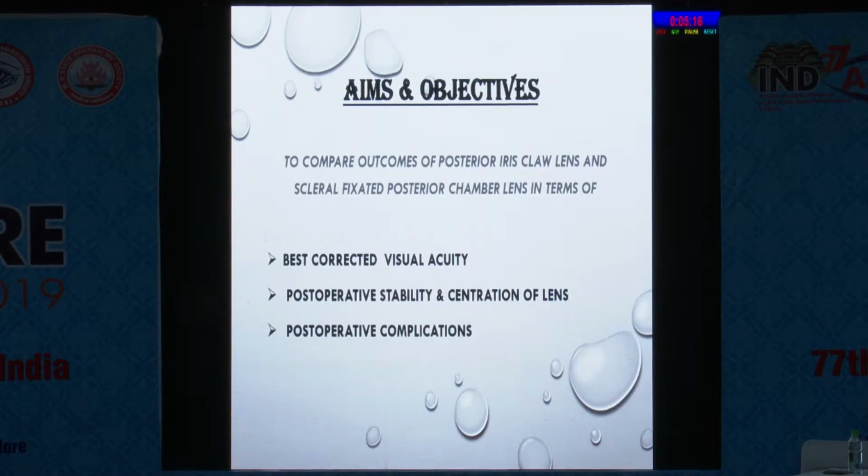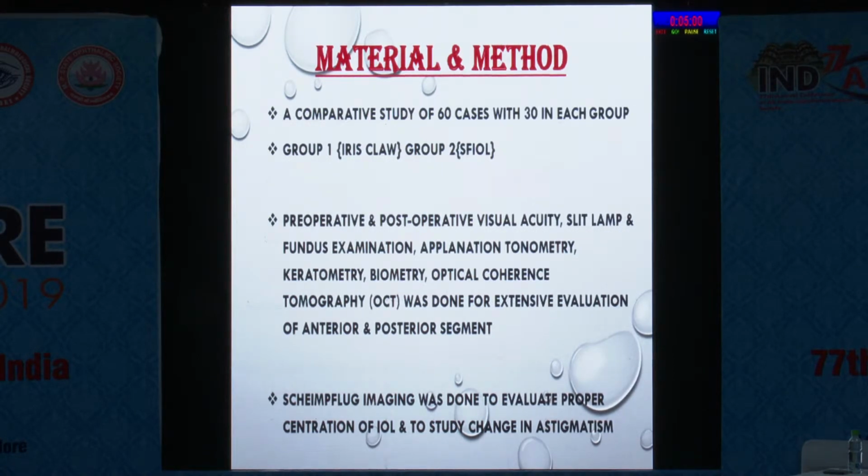The aim and objective of this study is to compare the outcome of the posterior iris claw lens and scleral fixated posterior chamber IOL in terms of best corrected visual acuity, post-op stability and centration of lens, and post-operative complications. It is a comparative study of 60 cases, 30 in each group: group 1 of iris claw and group 2 of SFIOL. The pre-op and post-op visual acuity was compared, and slit lamp, fundus examination, applanation tonometry, biometry and OCT were done for extensive evaluation of the anterior and posterior segment. Shim-flux imaging was used to evaluate the proper centration of the IOL after the surgery.